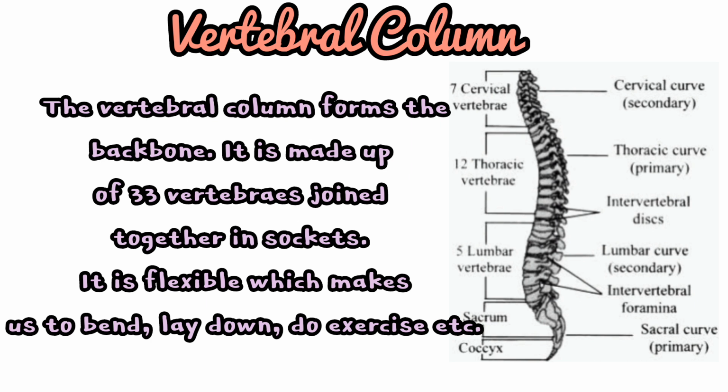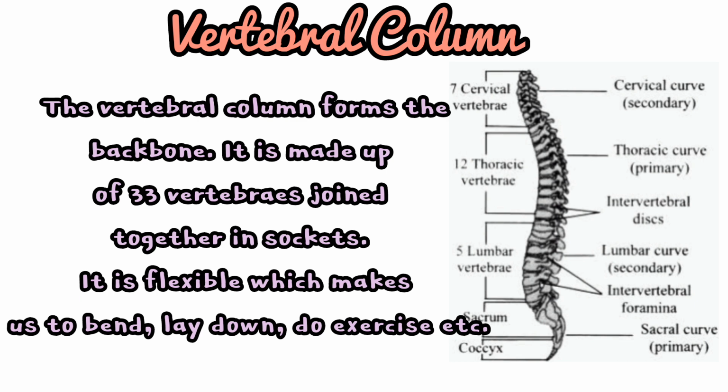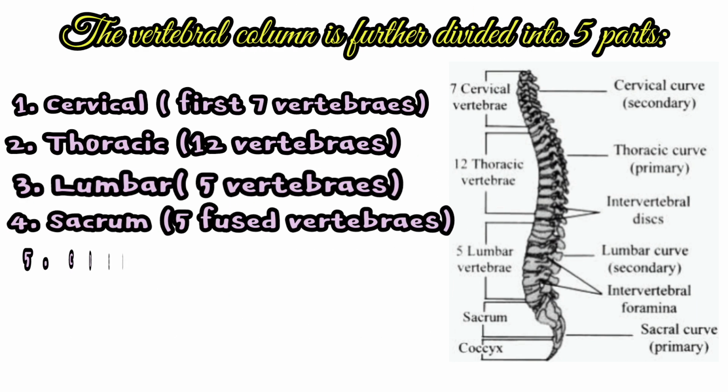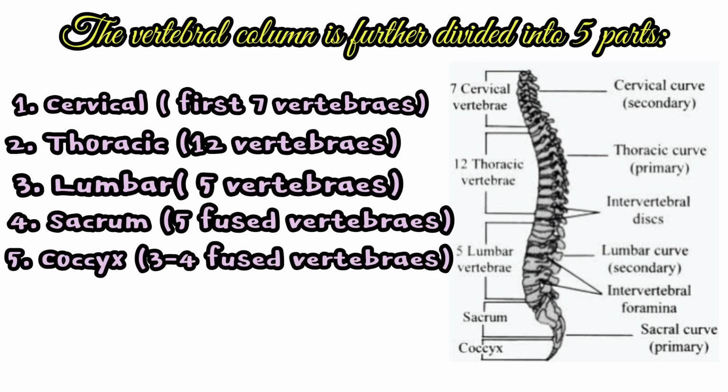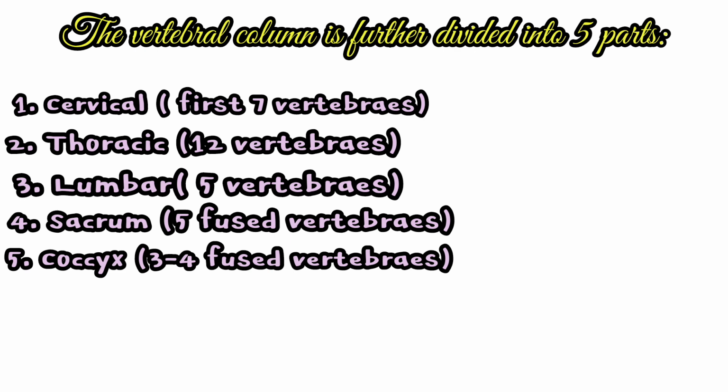Vertebral column. The vertebral column forms the backbone. It is made up of 33 vertebrae joined together in sockets. It is flexible, which makes us able to bend, lie down, do exercise, etc. The vertebral column is further divided into 5 parts: cervical, 7 vertebrae; thoracic, 12 vertebrae; lumbar, 5 vertebrae; sacrum, 5 fused vertebrae; coccyx, 3 to 4 fused vertebrae.